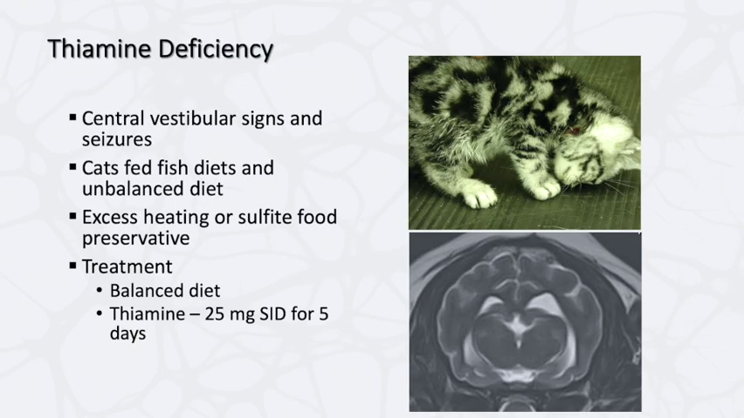Thiamine deficiency can absolutely cause central vestibular disease. Remember that thiamine is extremely important when it comes to energy metabolism, and the neurons within the vestibular system and within the cerebellum require a lot of energy. So anytime there's thiamine deficiency, vestibular signs are sometimes the first clinical sign that's actually seen.